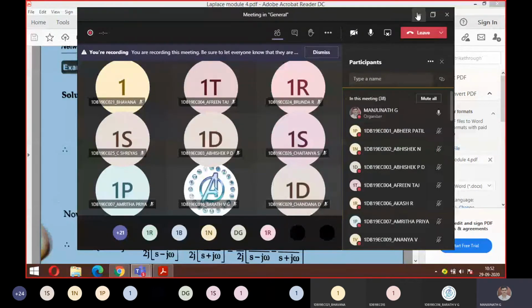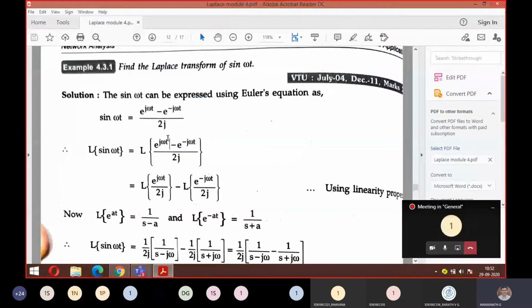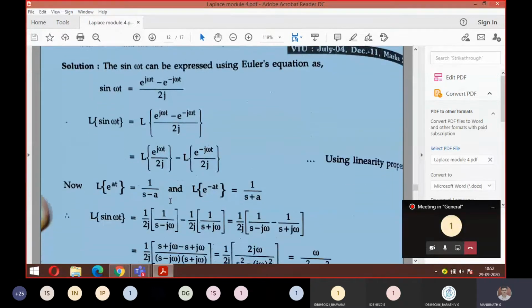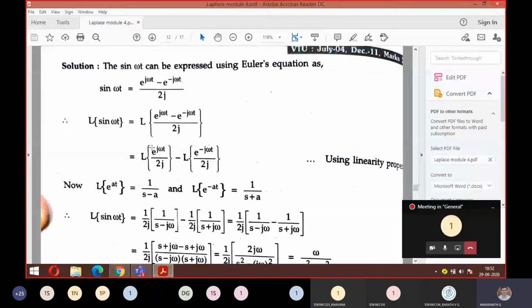Okay. We know the formula for sin theta, that is e power j theta minus e power minus j theta by 2j. That is what they applied here. After applying, we can see till here it is common, so you split it. After splitting, you would apply Laplace individually. Instead of that, by using the linearity property, I hope you remember e power at can be written as 1 by s minus a directly. Similarly, e power minus at can be written as 1 by s plus a.